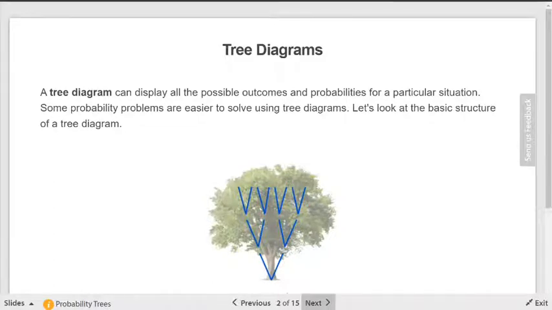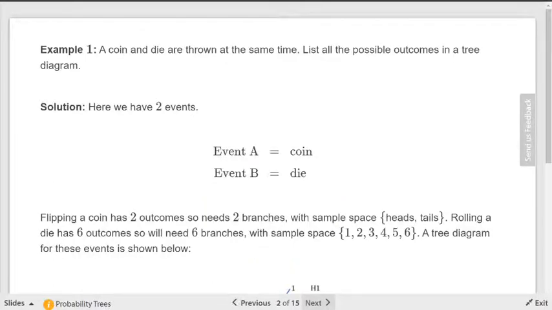All right, so here we go. We're going to do an example. In this example, a coin and a die are thrown at the same time. We want to list all the possible outcomes in a tree diagram. So in other words, it's just another way of writing that sample space. But what we're going to do is show it using all the possible probabilities.